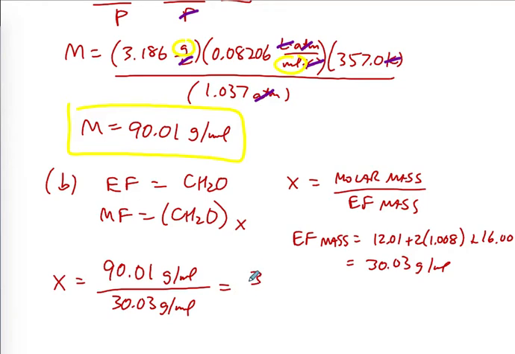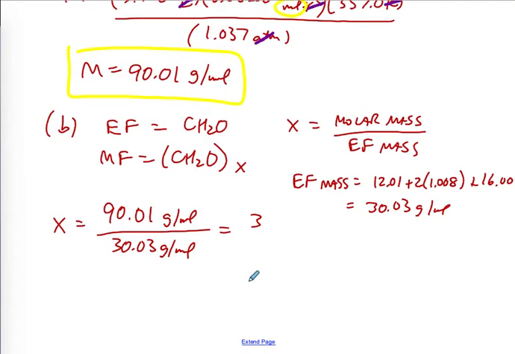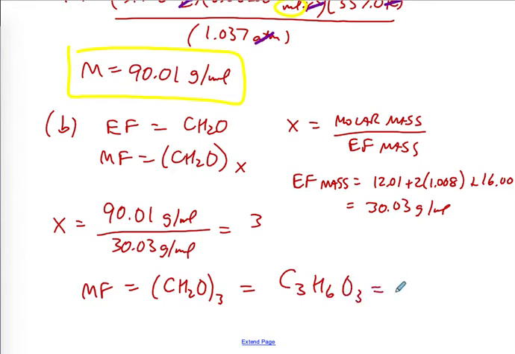So that means my molecular formula is equal to the empirical formula CH2O multiplied 3 times, or distributing the subscript, my molecular formula is C3H6O3.